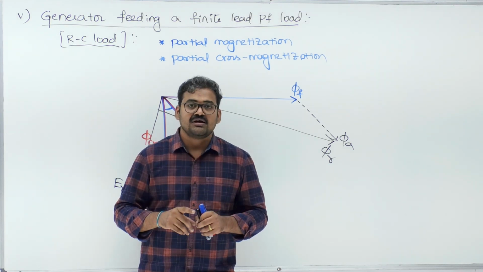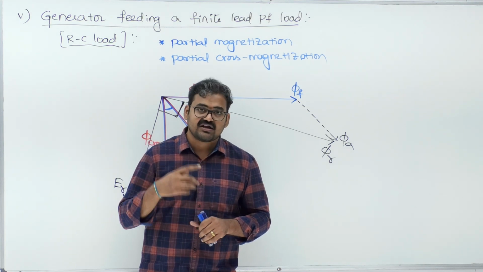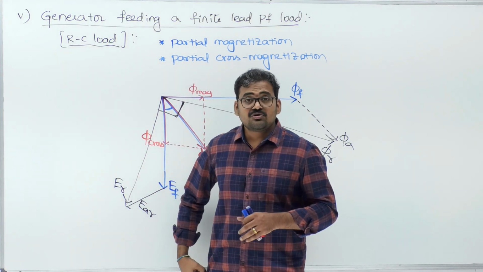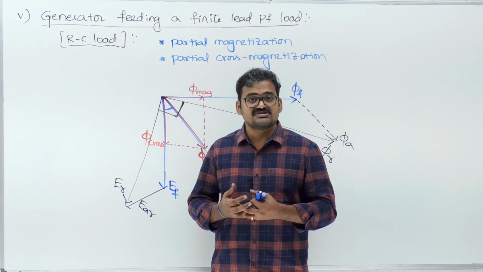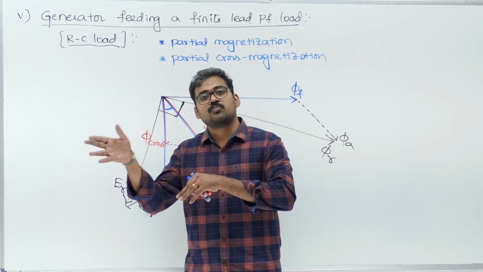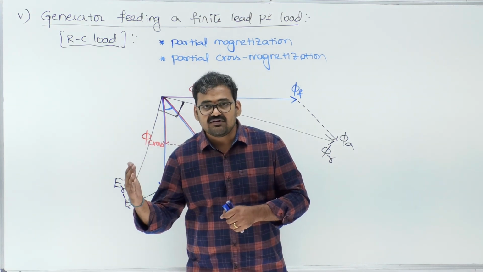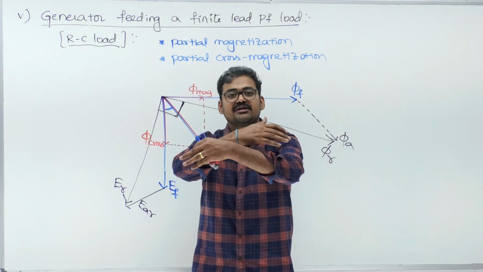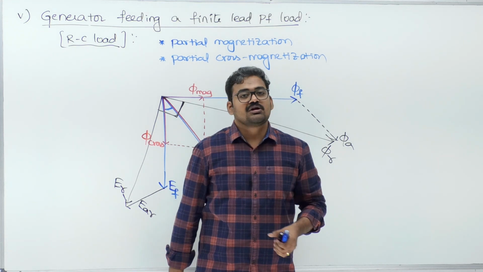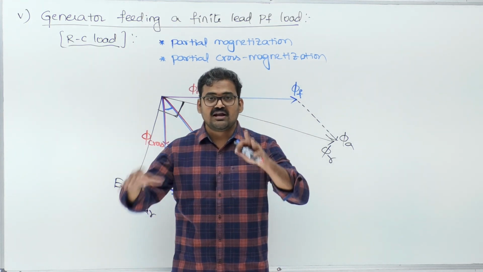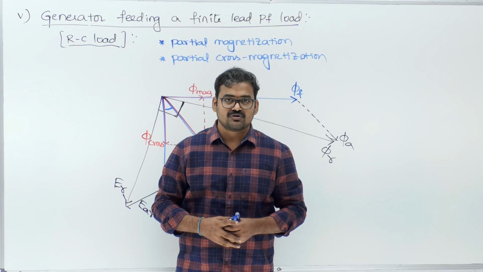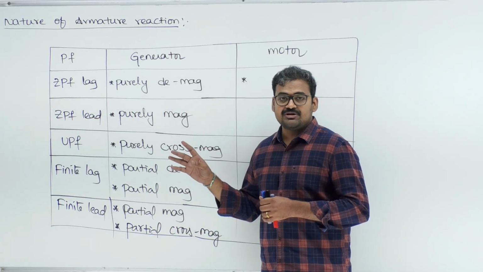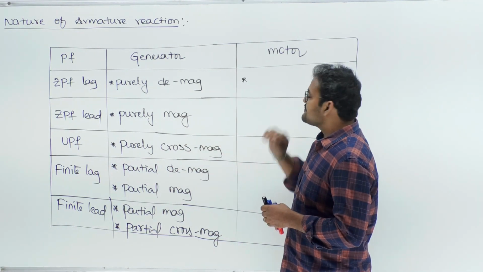And don't forget that whatever the discussion we had so far, everything is related to synchronous generator. When you know the nature of armature reaction in synchronous generator, motor will be exactly opposite. Why? Because generator will generate current, motor will take the current. So if you reverse armature current direction, the same becomes motor armature reaction. So let me summarize everything into a simple table. All right. Let us summarize the nature of armature reaction in both generator as well as motor.